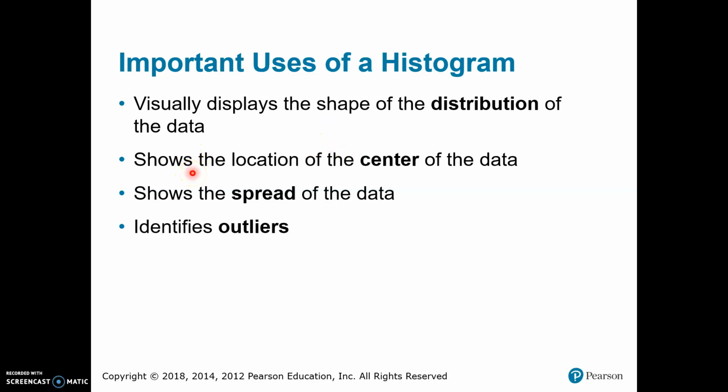Second, shows the location of the center of the data. Third, show the spread of the data. Fourth, identify any outliers. Now, outliers are numbers that are either too large or too small. We want to focus on the shape of the distribution of the data.